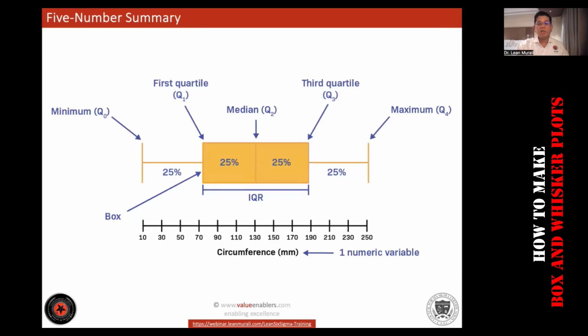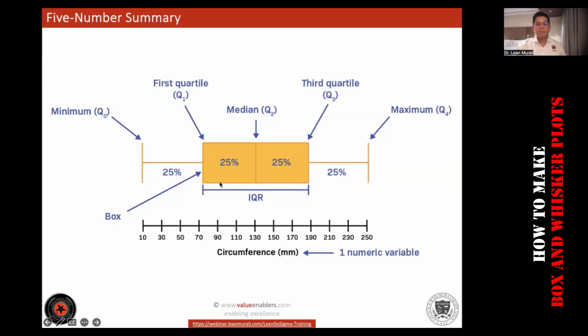So this is the interquartile range. 25% of the data points is here. The median need not be in the center. The whiskers need not be of the same length. But this is just showing it to help you understand.